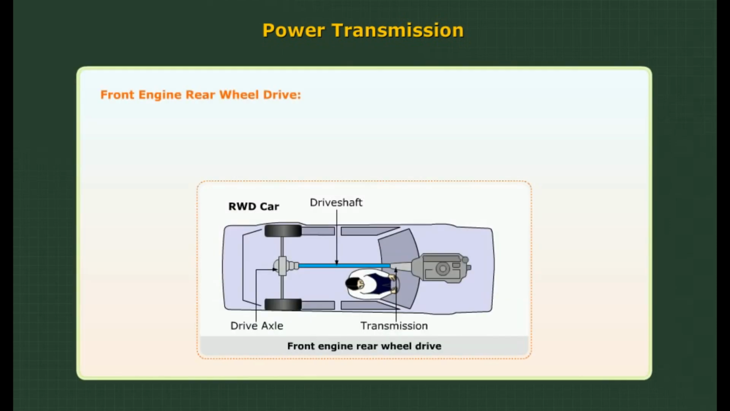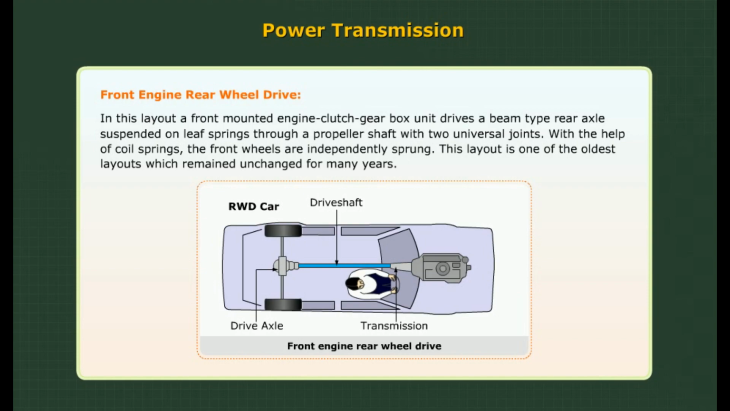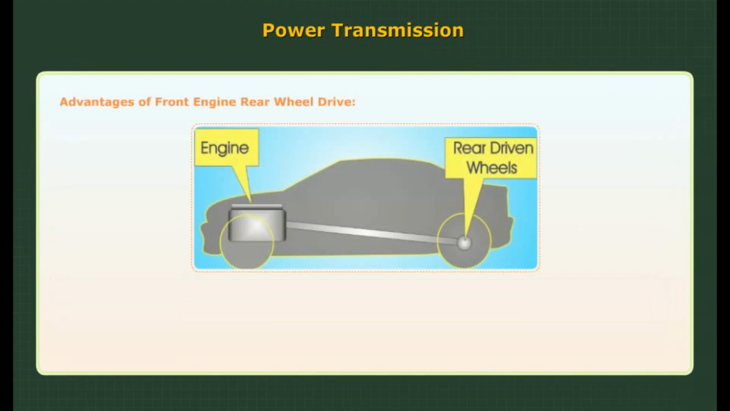Power transmission. Front engine rear-wheel drive. In this layout, a front-mounted engine, clutch, gearbox unit drives a beam-type rear axle suspended on leaf springs through a propeller shaft with two universal joints. With the help of coil springs, the front wheels are independently sprung. This layout is one of the oldest layouts which remained unchanged for many years.